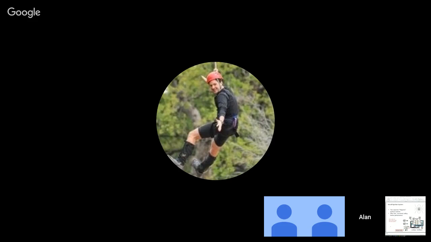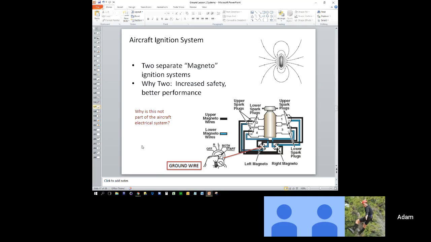Now, another benefit of having 2 magnetos is you've got 2 spark plugs per cylinder. The aircraft is designed to have 2 spark plugs per cylinder. When you select left or right, you'll notice that the engine runs really rough and it doesn't burn fuel as cleanly.